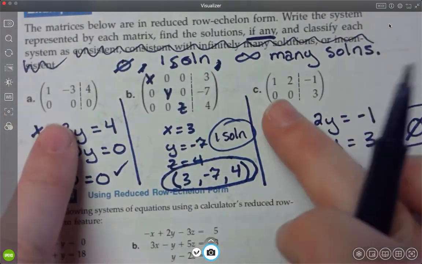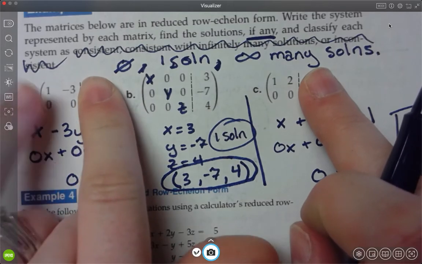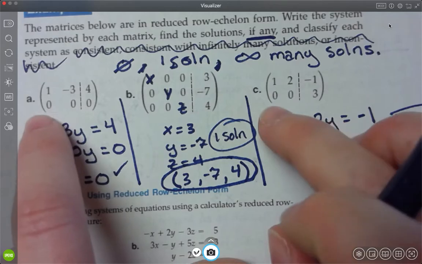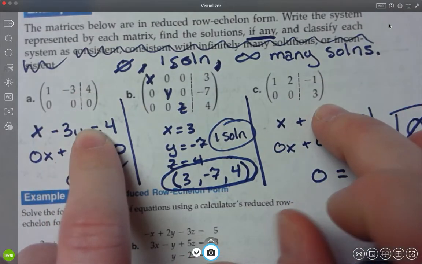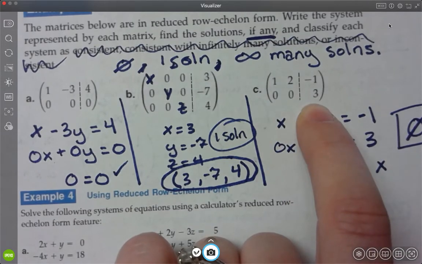The front part of this augmented matrix, the front 2 by 2 and 2 by 2, look similar because they have two numbers in the top and zeros in the bottom. But if we look at the bottom parts, here it's 0 equals 0, here it's 0 equals 3, which is not true.